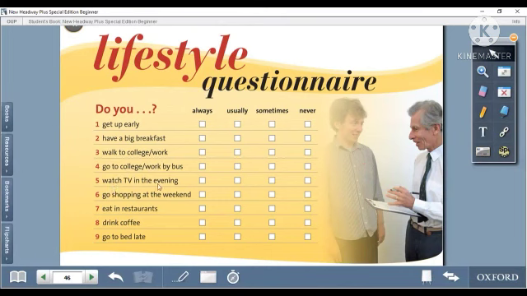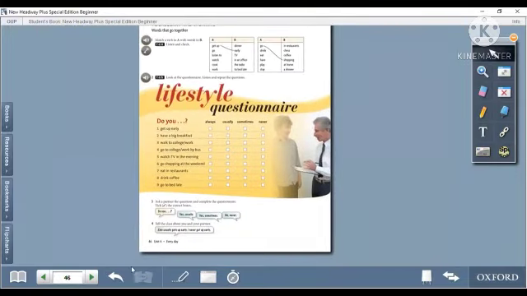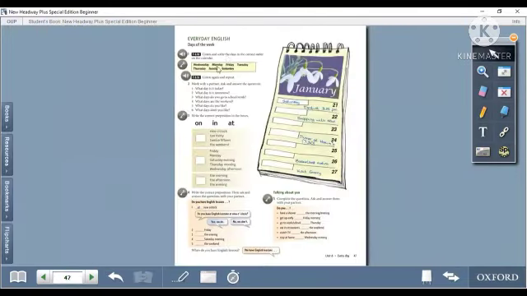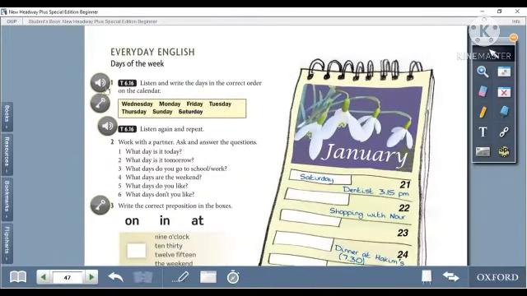Do you watch TV in the evening? Do you go shopping at the weekend? Do you eat in restaurants? Do you drink coffee? Do you go to bed late? طبعا أجوبة مفتوحة حسب what you like. طيب عندنا هنا everyday English.